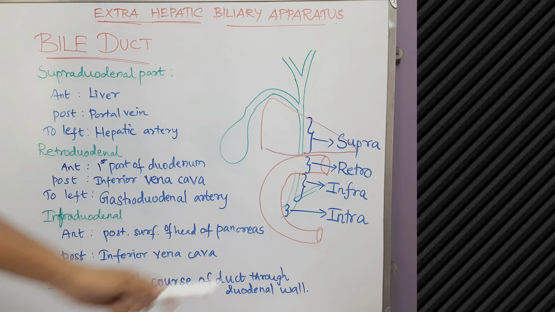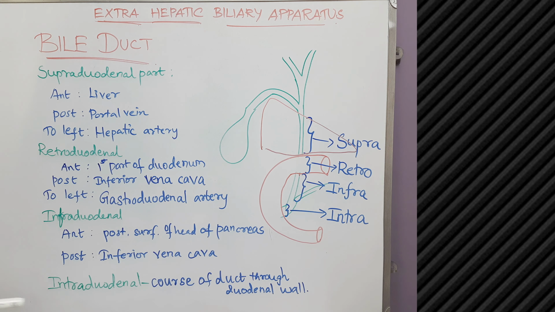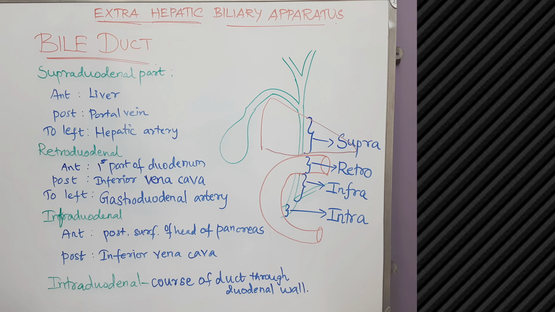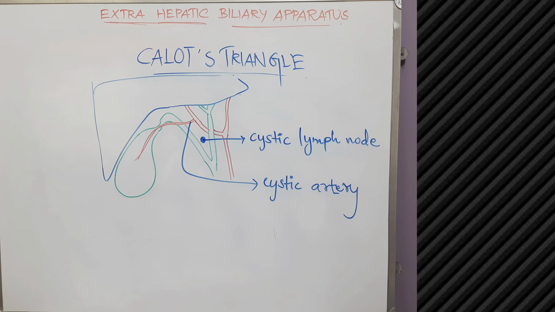And infraduodenal part has anterior and posterior relations. Anteriorly it is related to the posterior surface of head of the pancreas and posteriorly it is related to the inferior vena cava. And intraduodenal is the course of the duct through the duodenal wall which opens through the major duodenal papillae into second part of the duodenum.